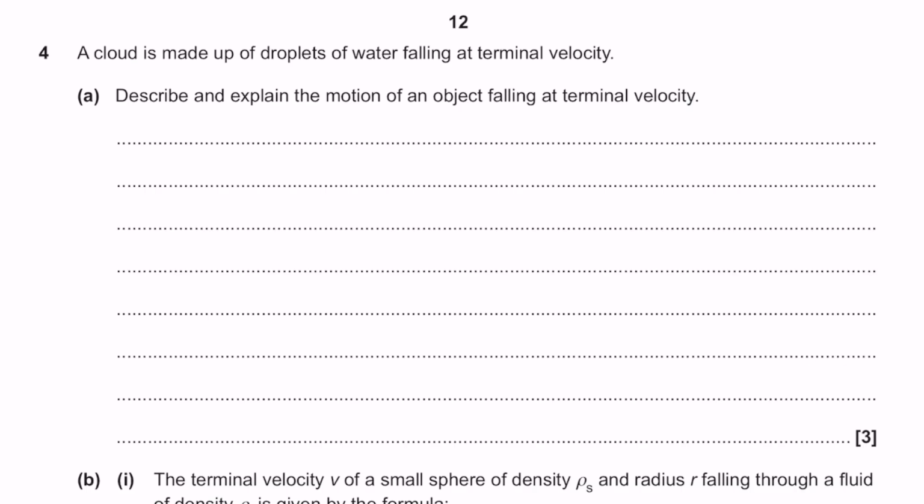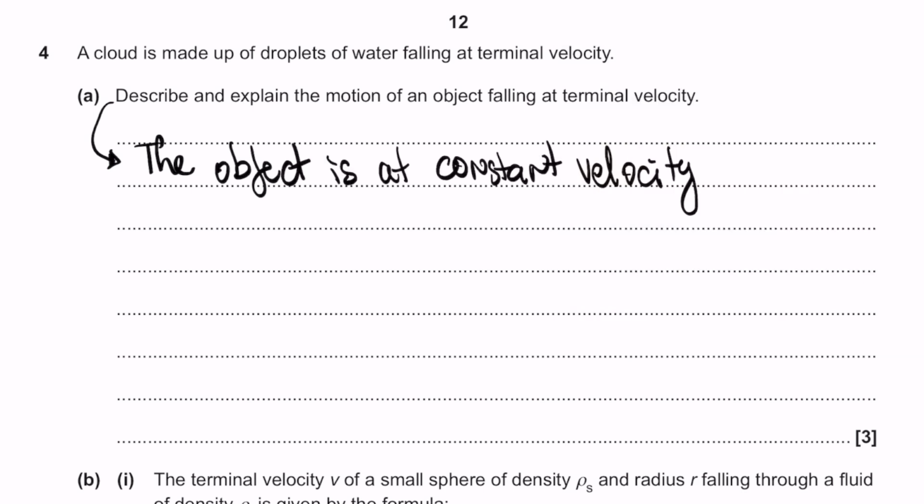Well, here's that exact example from a past paper on the difference between describe and explain. So we need to do two things: describe and explain the motion of an object falling at terminal velocity, and this will be for 3 marks. So at terminal velocity, the object is traveling at constant velocity. And now we're going to explain why that is the case.